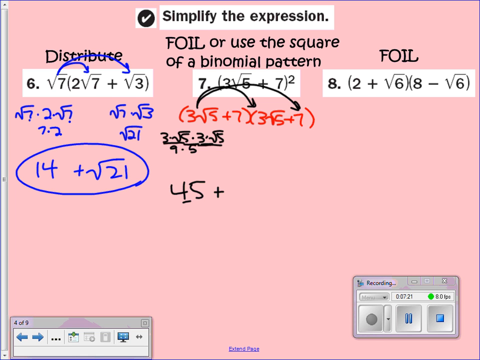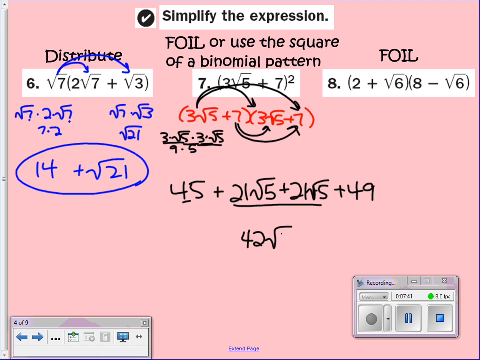Plus 3 times the square root of 5 times a 7 on the outside means I'm going to multiply my numbers. 21 times the square root of 5. And then another 21 times the square root of 5. And then plus 49 because that's 7 times 7. Well, hey, look, those are both square roots of 5. That's 42 times the square root of 5. And then 45 plus 49 is 94. It is pretty to put the number in front of the radical, but there you go.